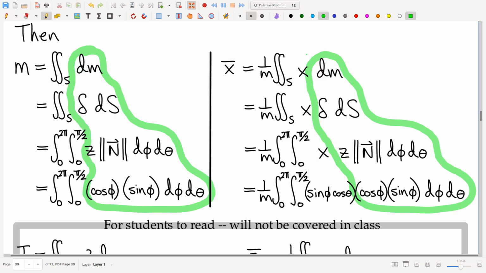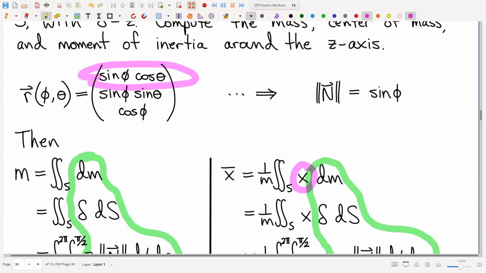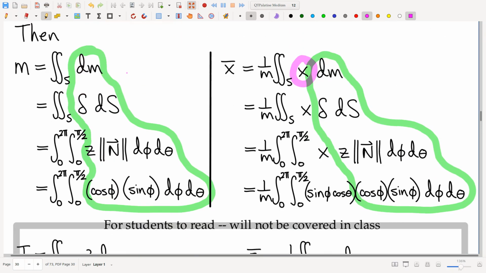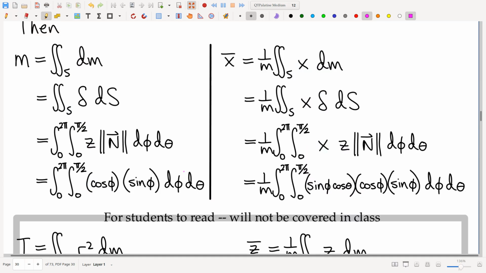All we have to do that's new is make sense out of x. And wait a second, what is x? Here it is. Again, the parameterization tells us x is sine phi cosine theta. Just look at why we got the z. Why did we get the z? Yeah, because that was the given density.